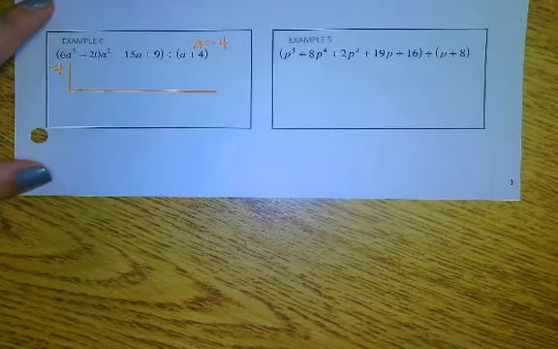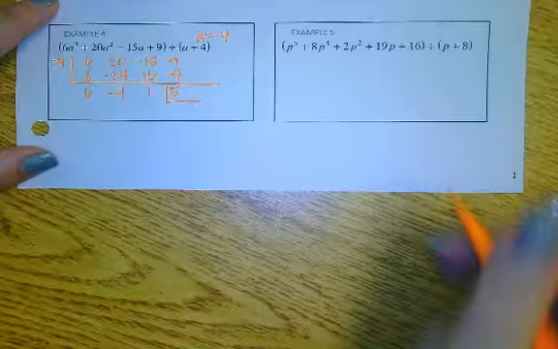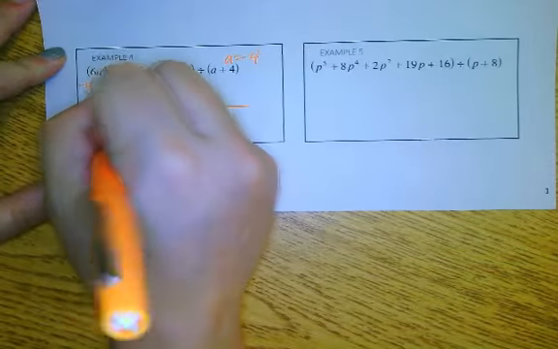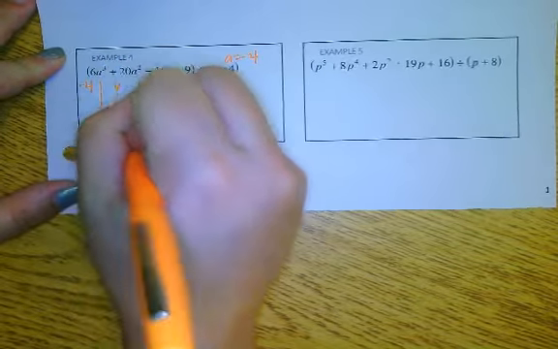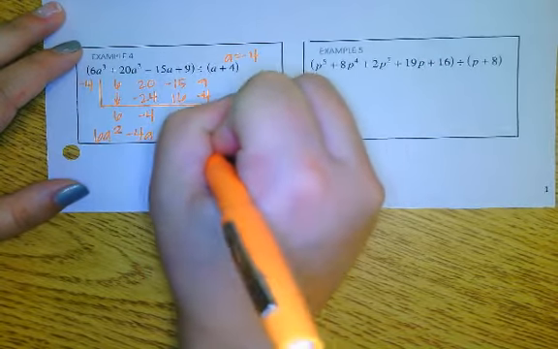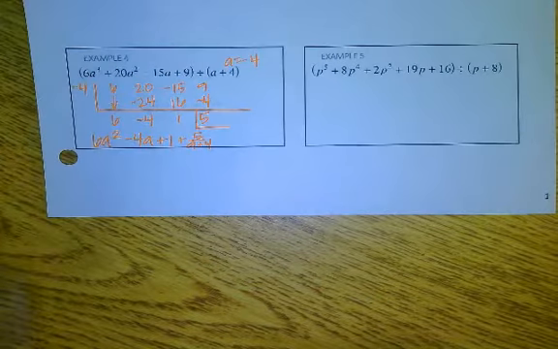Very good. Then what? Add and get. Then what? Add and get. Very good. 6a² - 4a plus 1, and then your remainder would be 5/(a+4). Awesome. Questions on example 4?